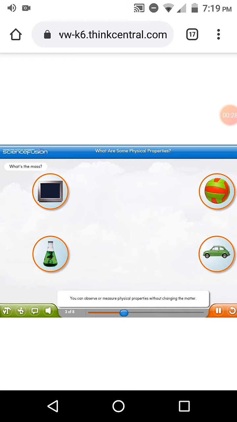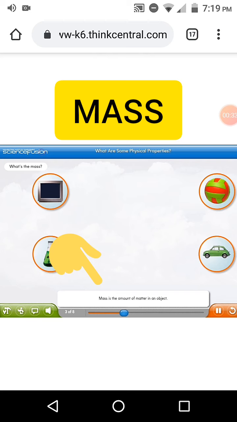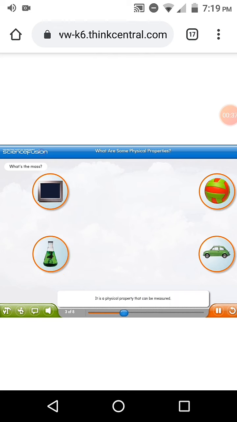You can observe or measure physical properties without changing the matter. Mass is the amount of matter in an object. It is a physical property that can be measured. You use a balance to measure mass. Click an image to find out more.